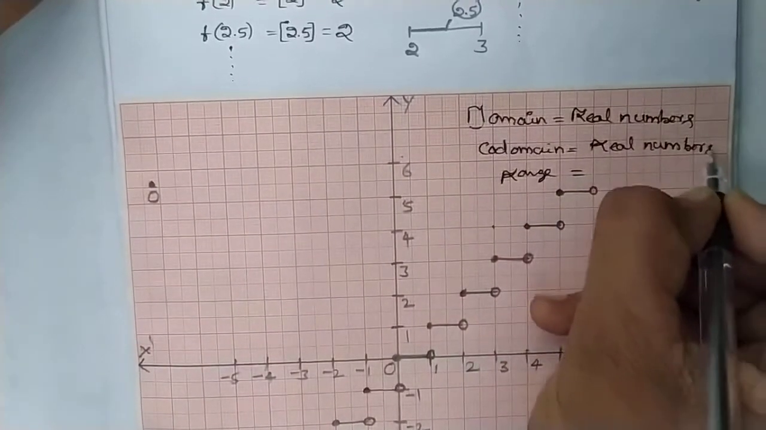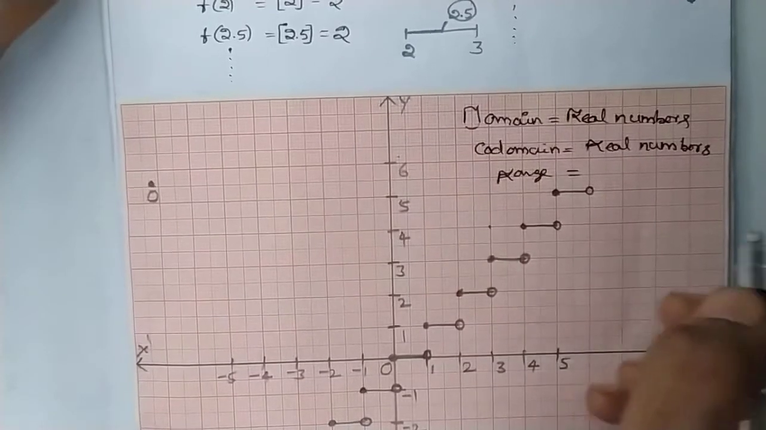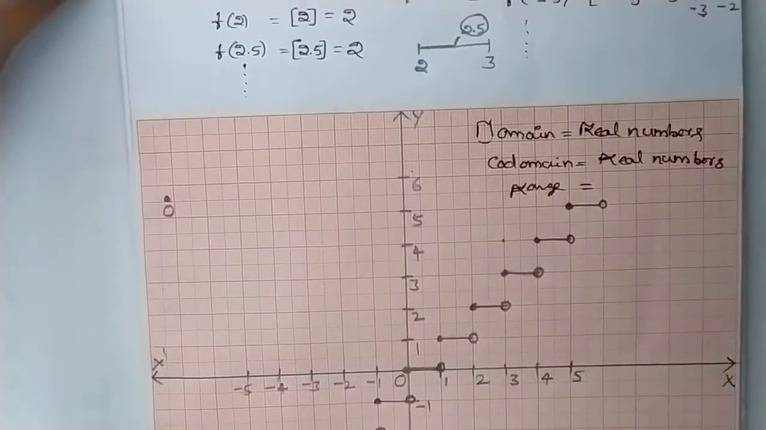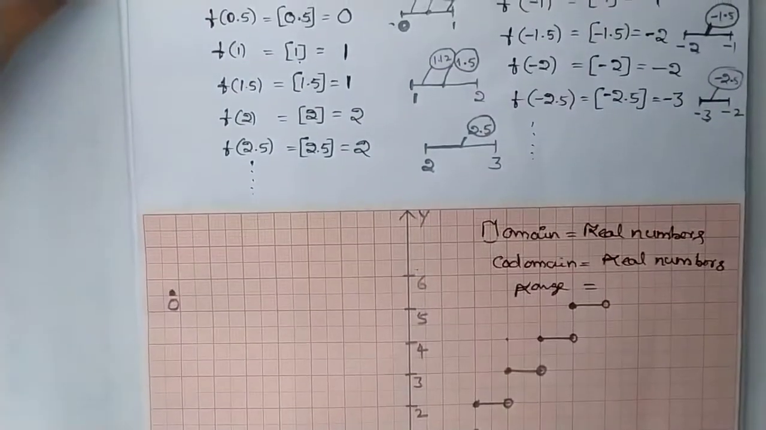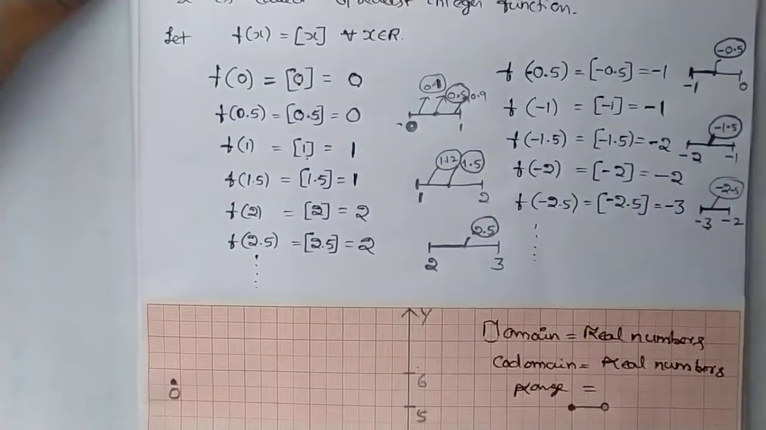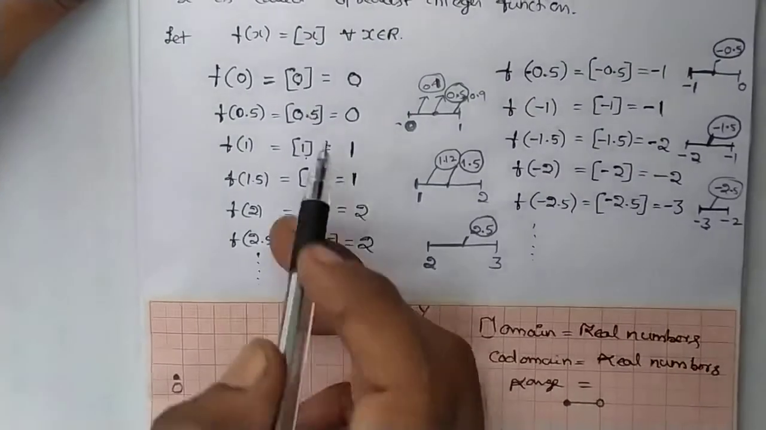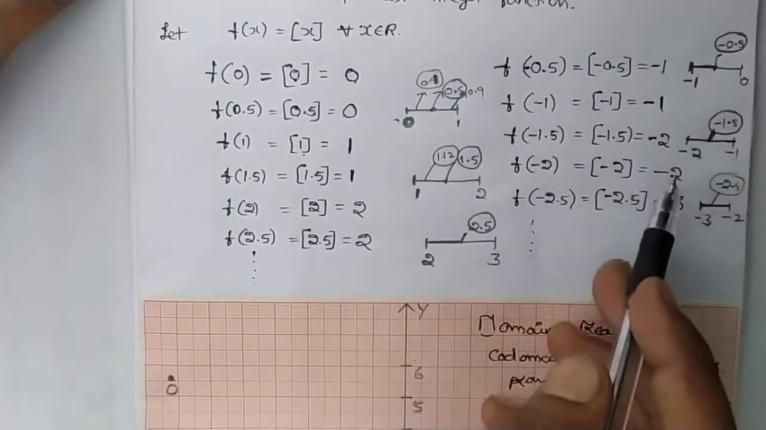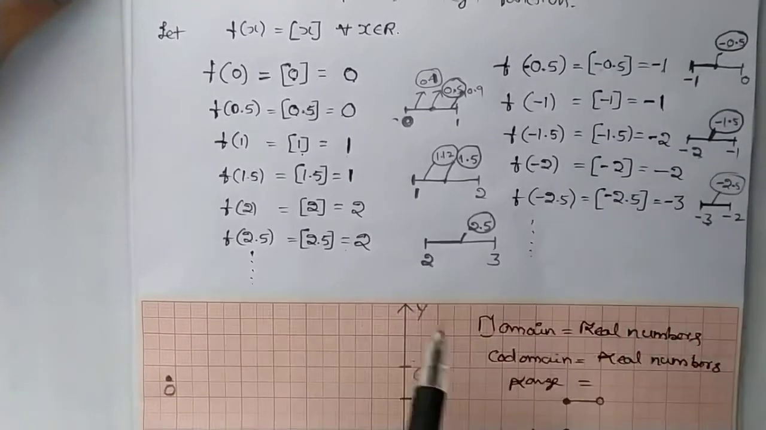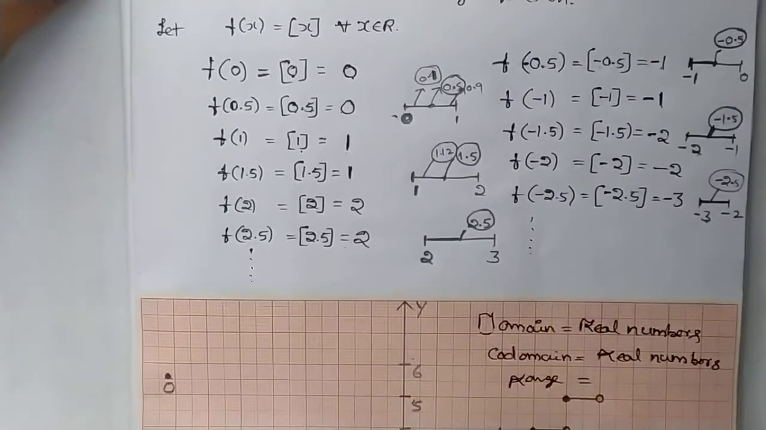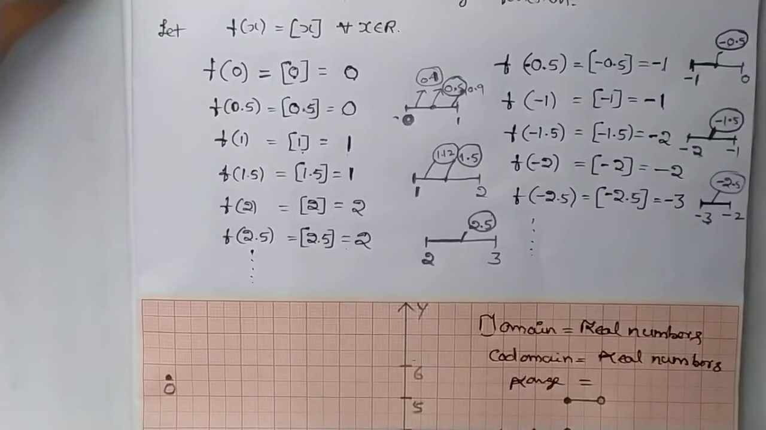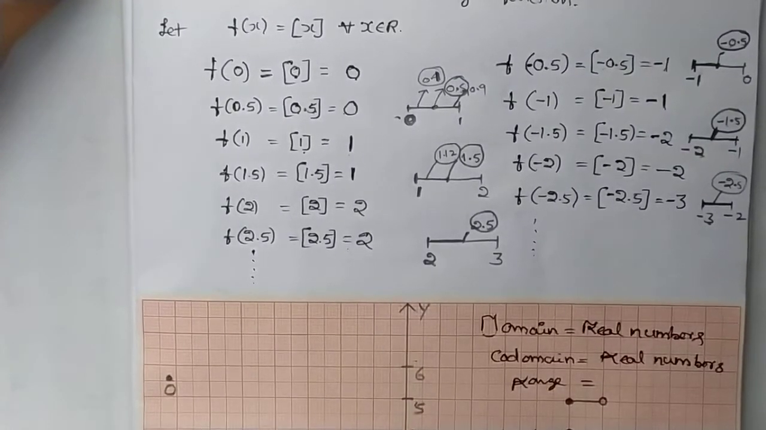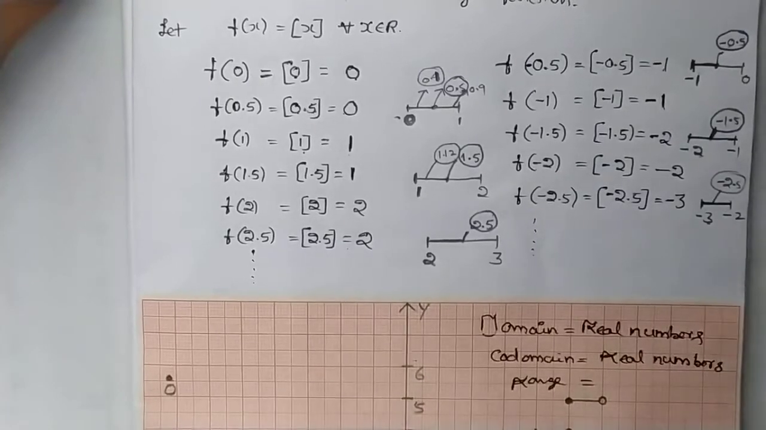What about the range? You just see the output values. Here we are getting the output values like this: 0, 1, 1, 2, 2, minus 1, minus 1, minus 2, minus 2, minus 3. Like that we are getting the output values. Then the range will be 0, plus or minus 1, plus or minus 2, plus or minus 3, plus or minus 4, plus or minus 5, and so on.